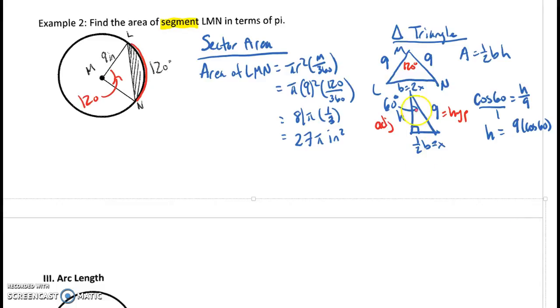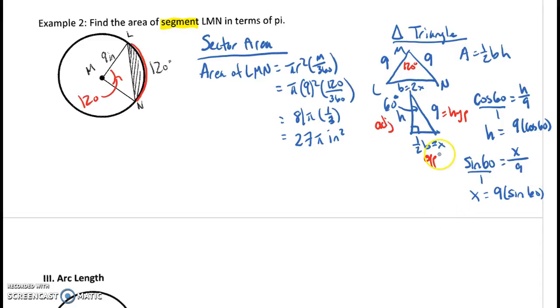Well, x is from the 60. This is the opposite. And again, we know 9 is hypotenuse. So what uses opposite on hypotenuse? Well, that's going to be sine. So sine of 60 is equal to the opposite over the hypotenuse. Again, cross multiply to solve. So let's go ahead and cross multiply and solve. And we're going to get x equals 9 times sine 60.